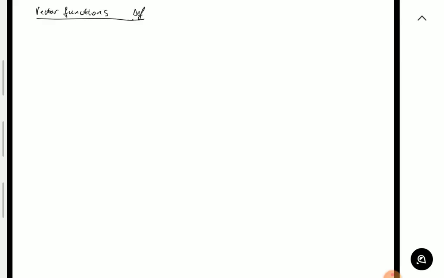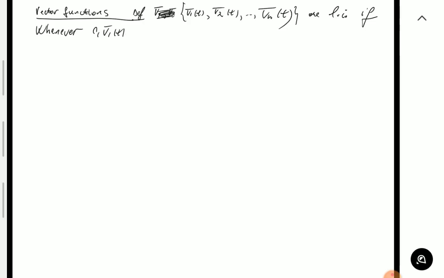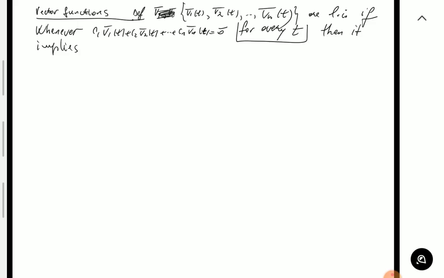So as a definition, we say that v1 of t, v2 of t, up to vn of t, imagine these vectors now depend on a variable t, as is the case in the context of differential equations, for instance, are linearly independent if, whenever you have a linear combination equal to 0 for every t, okay, that's the key thing, then it implies C1 equals C2 equals Cn equals 0, just like before, right? But it has to hold for any t.